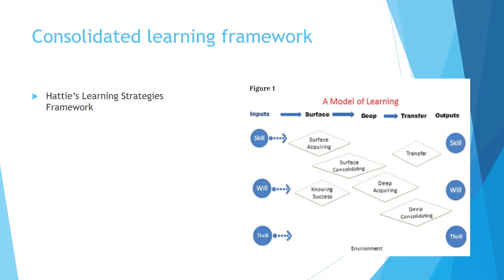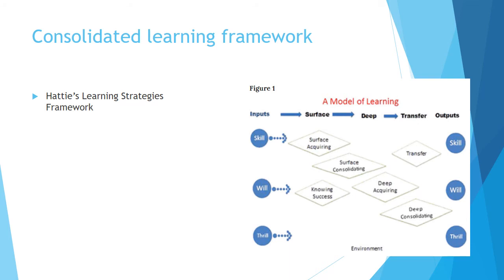It's called the HADES Learning Strategies Framework. It's basically a model of learning that incorporates everything that we talked about. From a high level, it breaks down learning into three big inputs: the skill, the will, and the thrill. Again, this ties in motivation, skills, and different types of thinking.